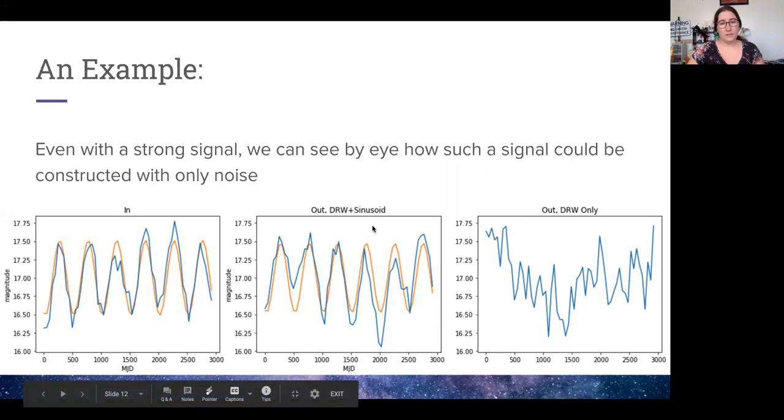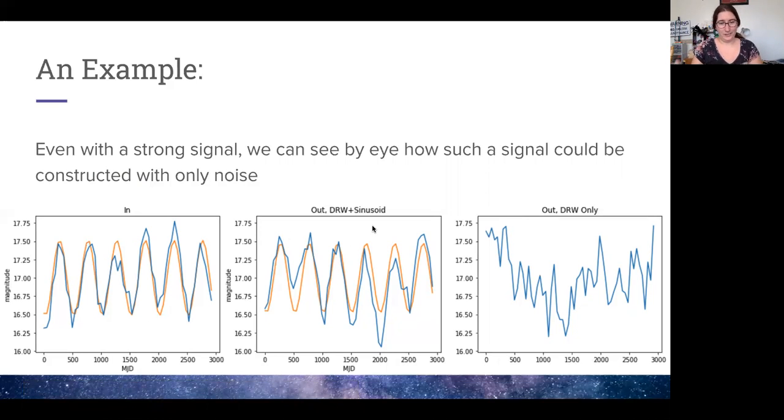But in the case of a lower amplitude, we can see how it would be trying to balance noise and sinusoid and how it might get confused.